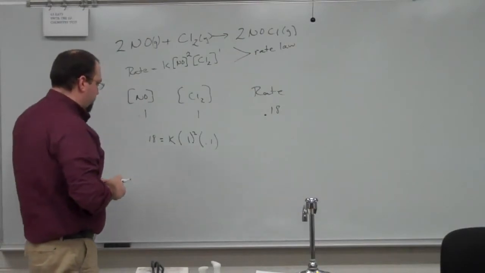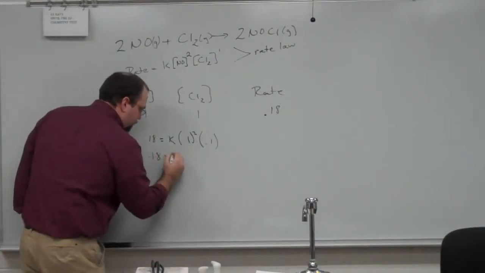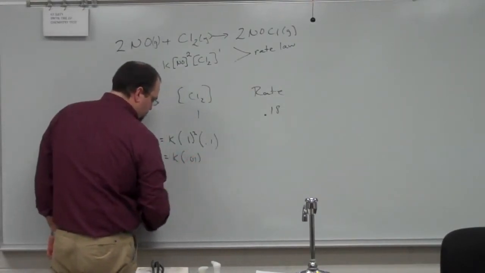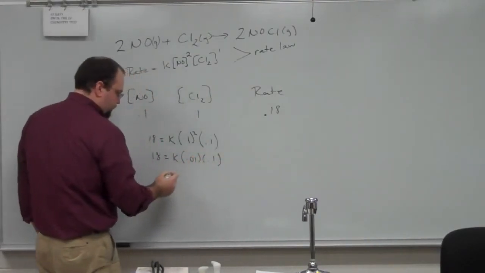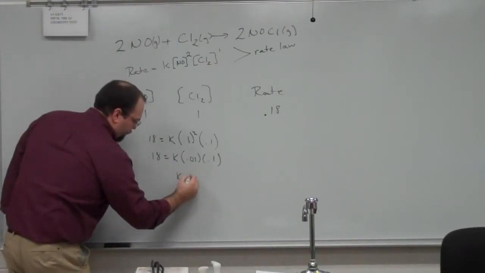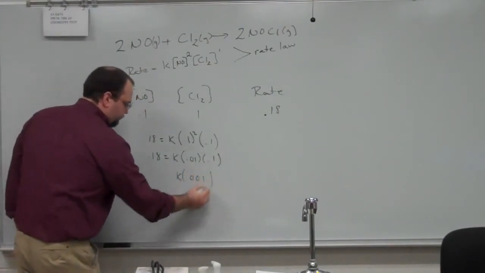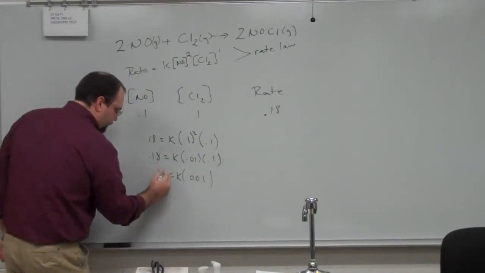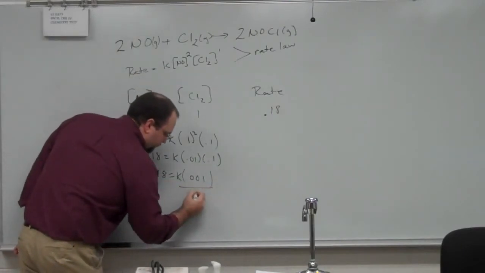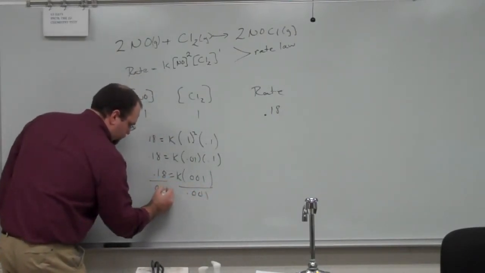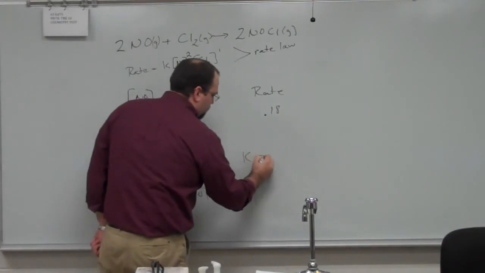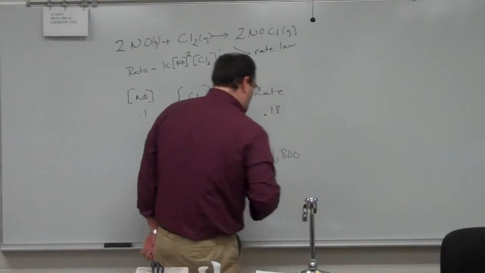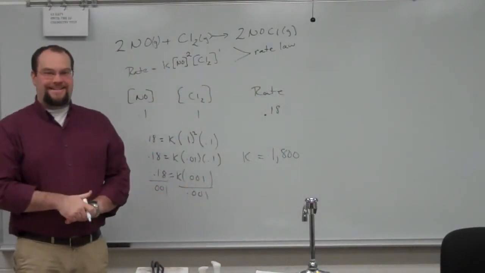So I'm going to do a little bit of math here. 0.18 equals k times 0.01 times 0.1. That's k times 0.001. Divide both sides by 0.001, and k should equal 1800. So k will equal 1800.